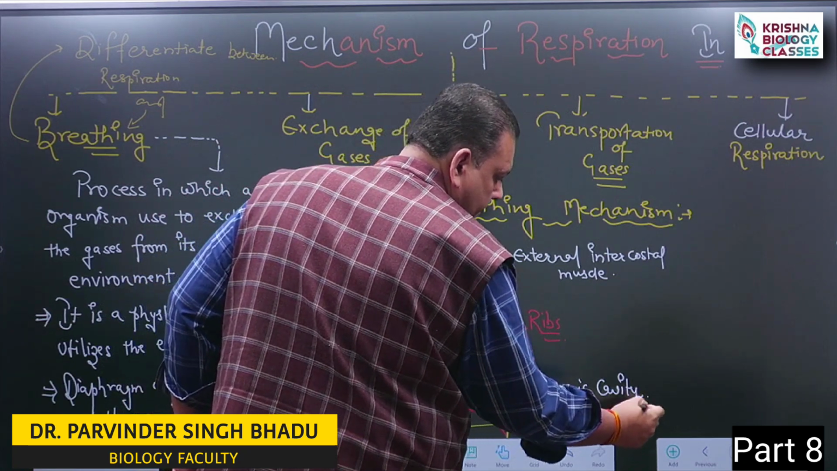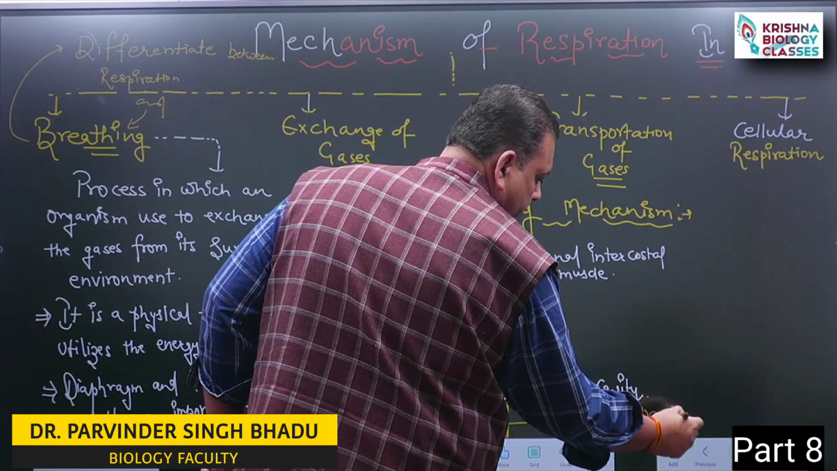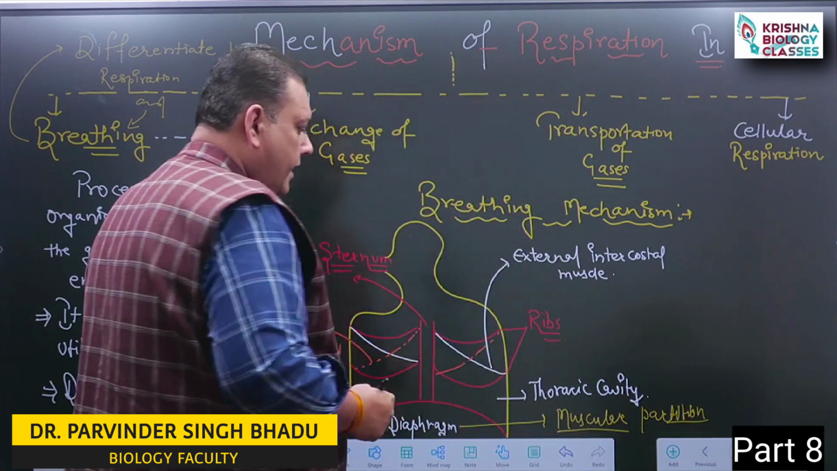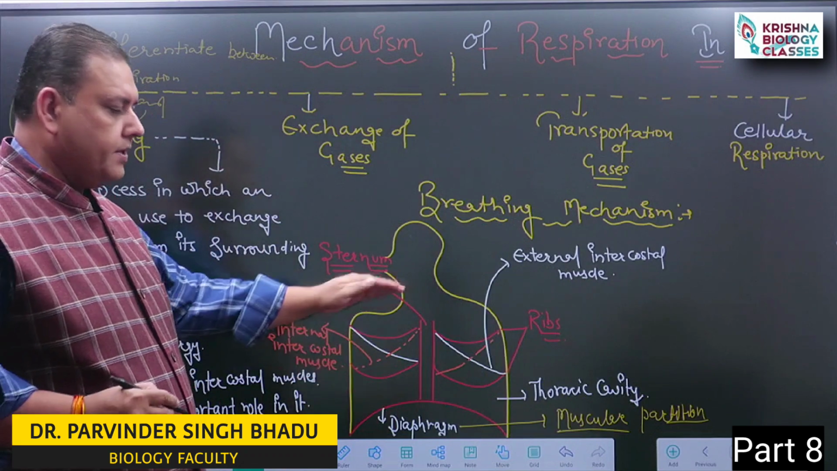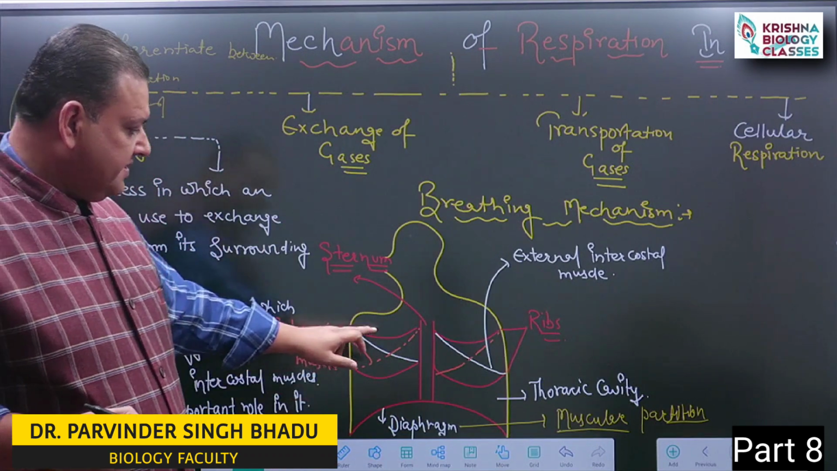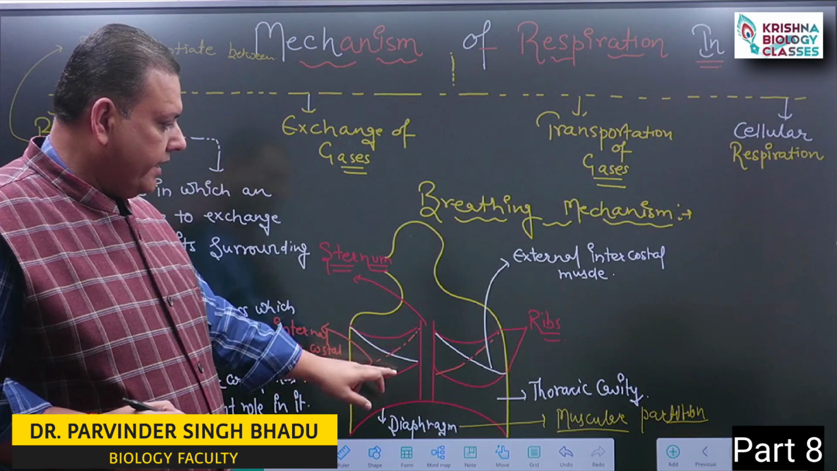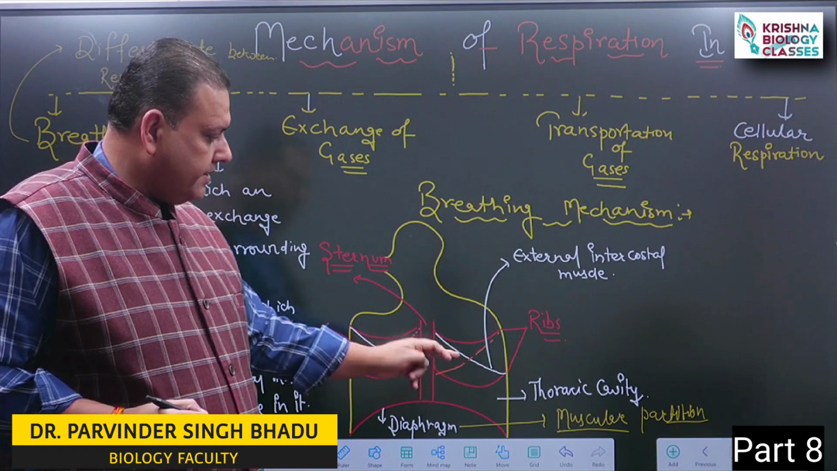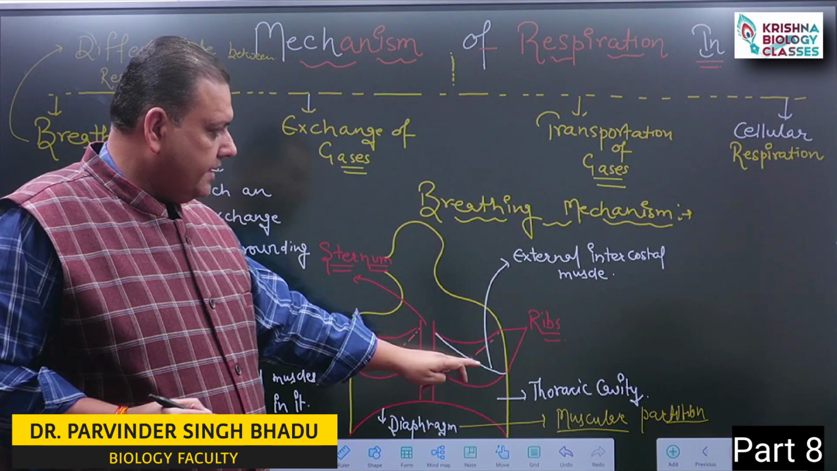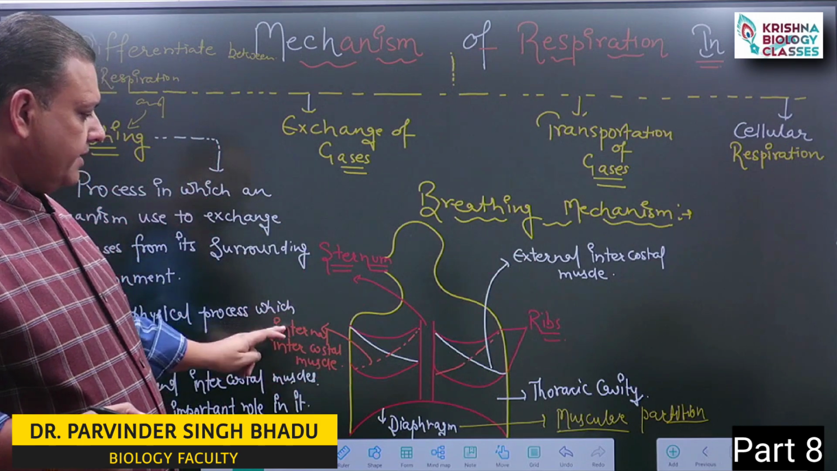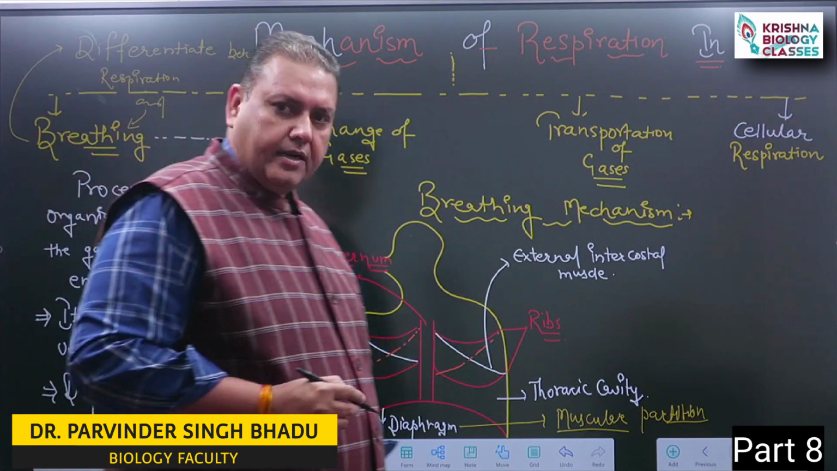Muscular partition divide our body into 2 parts. On the upper side of it thoracic cavity, lower side abdominal cavity. These red structures are our ribs. In between the ribs muscles are present. White muscle is representing external intercostal and orange color is representing internal intercostal.